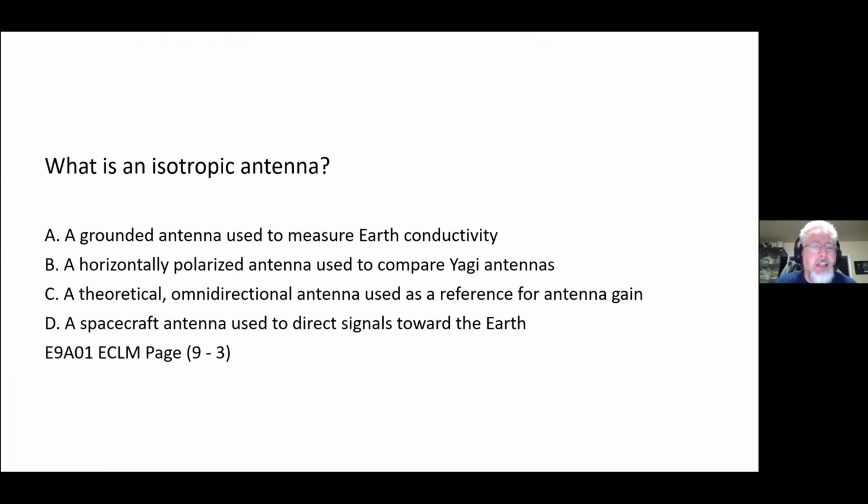What is an isotropic antenna? A, a grounded antenna used to measure Earth conductivity. B, a horizontally polarized antenna used to compare Yagi antennas. C, a theoretical omnidirectional antenna used as a reference for antenna gain. Or D, a spacecraft antenna used to direct signals towards the Earth. Charlie. Charlie is correct.